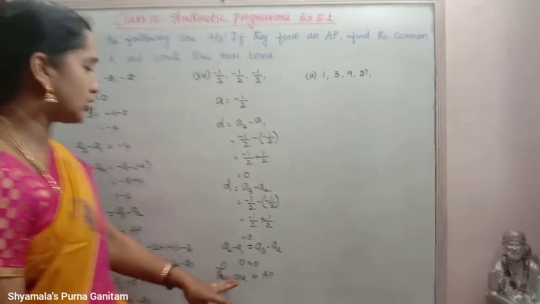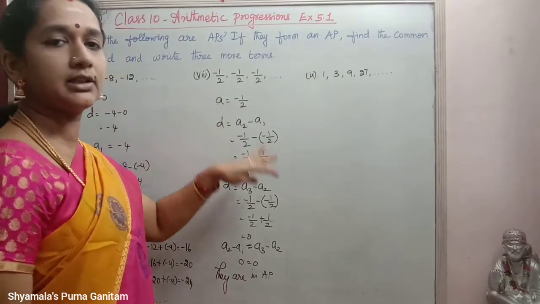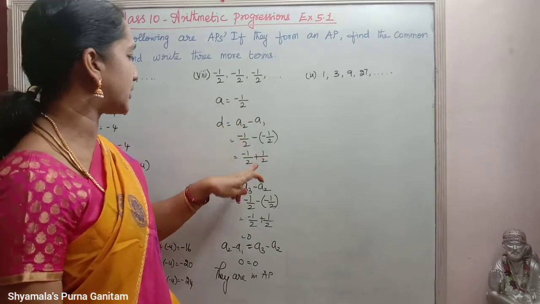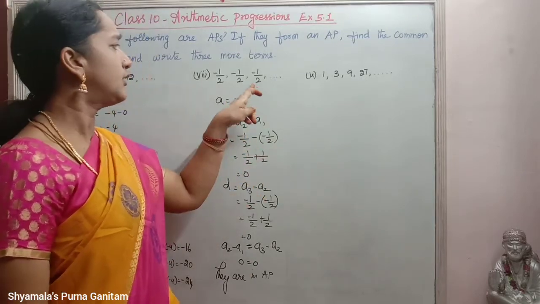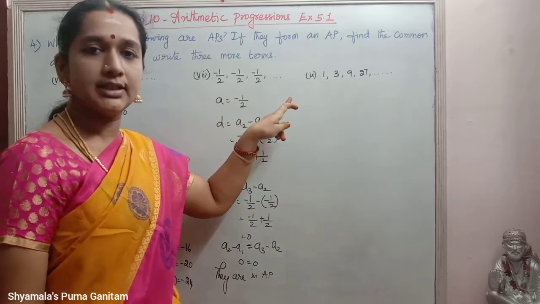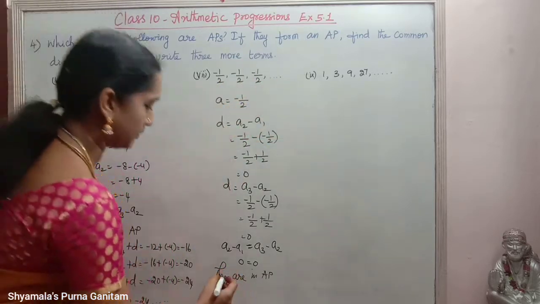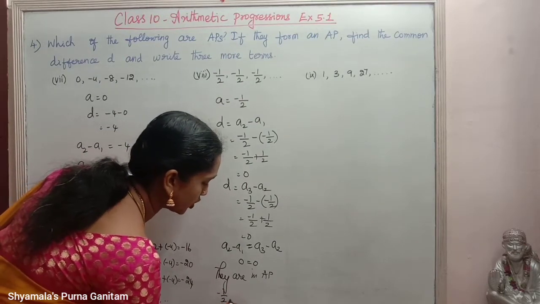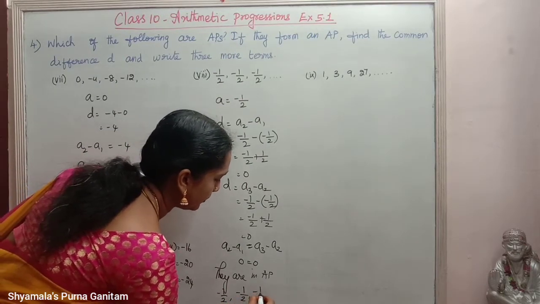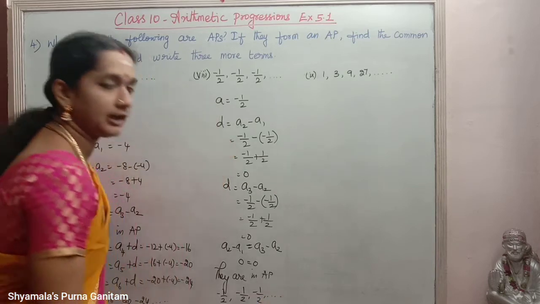So here also they are in AP. The next 3 terms will be the same thing. Since the difference is 0, we add the third term with 0, and we get the fourth term as the same thing. So the next 3 terms will also be -1/2, -1/2, -1/2, like that only.